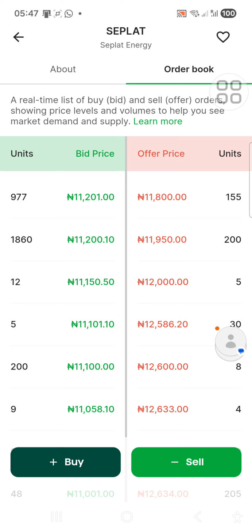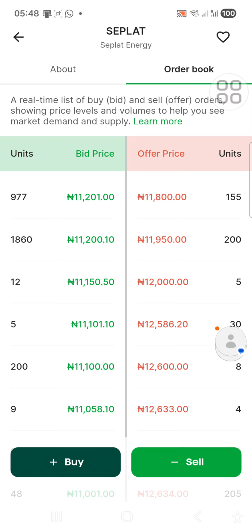Remember, the price of Seplat is 11,486 naira 20 kobo. And if you now look at the lowest offer price, because that's the first thing you need to check, the lowest offer price. The lowest offer price is 11,800 naira. So that means if you buy at 11,800 naira, that is a discount of 486 naira 20 kobo per unit. For every unit you buy, you get a discount of 486 naira 20 kobo.